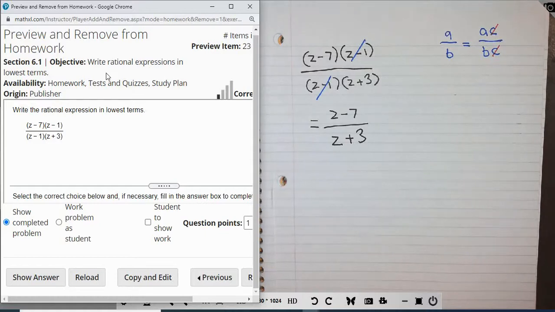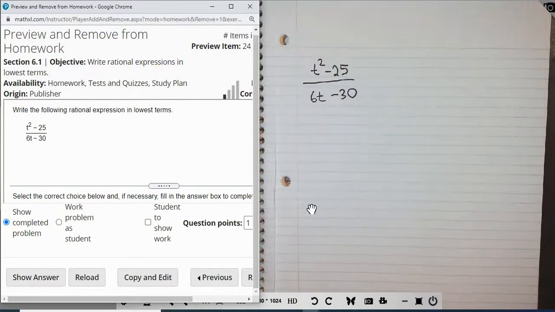Okay? And if you think about it, z minus 1 divided by z minus 1 is 1. So what we really did there was reduce it based upon the fundamental property.